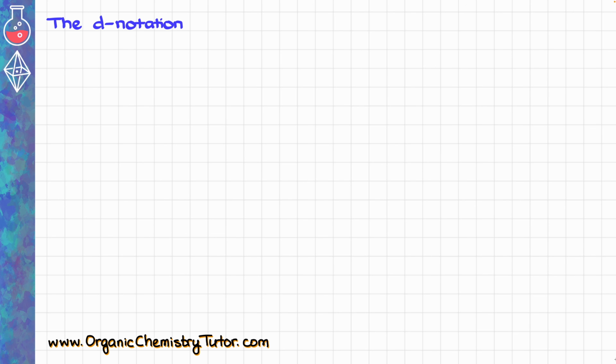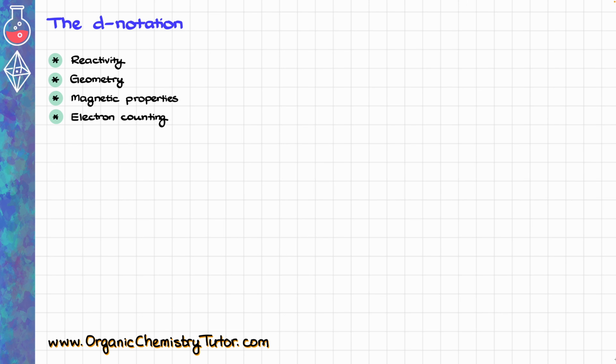Alright, are we ready for the next bit? Next, we are going to talk about the d-notation. Now, here is the thing about the d-notation. The transition metal complexes tend to have a lot of electrons in them, and we are certainly not going to be showing them as dots around them like in Lewis structures. Instead, we are going to be using this d-notation. And the cool part about that number is that it can give us clues on reactivity, geometry, magnetic properties, help us with electron counting, and help us with ligand field splitting as well.